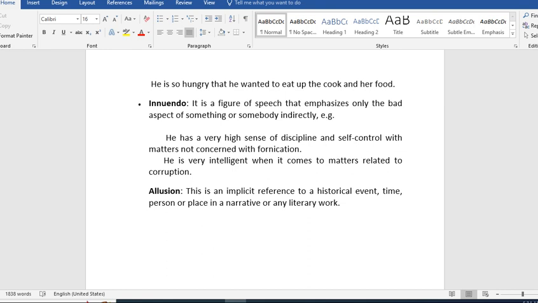What they are saying is that the man can control himself with any other matters. But fornication, that means that the person is a fornicator. Another one: he's very intelligent when it comes to matters related to corruption. You see that? That means that the person is too corrupt.